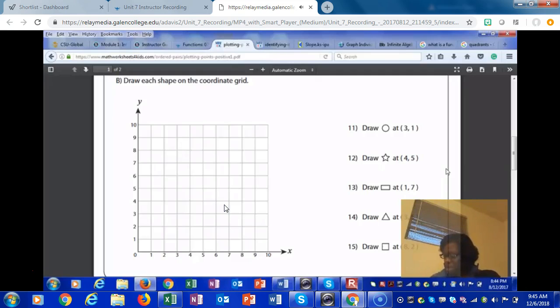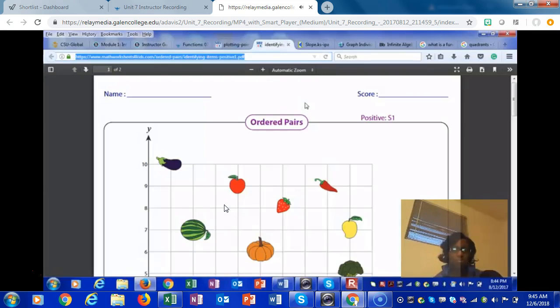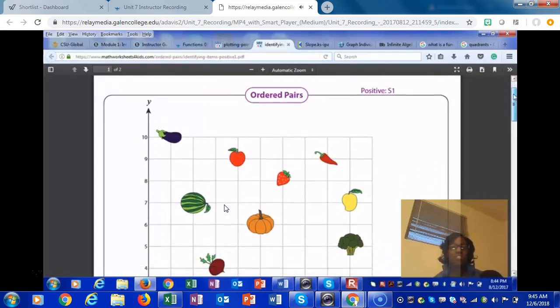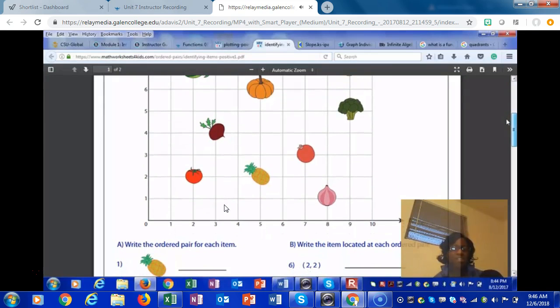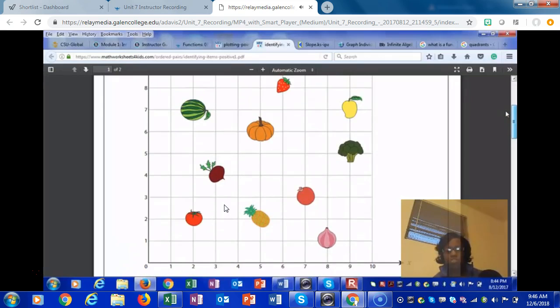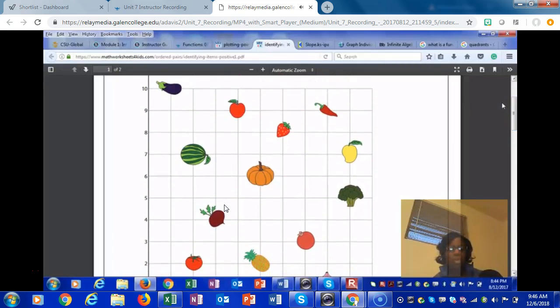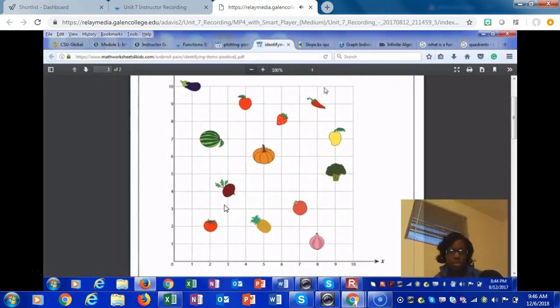Okay? Now, let's talk about the next item of business. Talking about ordered pairs as it relates to vegetables. Okay? It says write the ordered pair for each item. So how about we do this? Let's see if I can decrease it. There we go. Let's make it just a little bit smaller. Okay? Let's go through and decide what coordinate pair is here, and feel free to go ahead with me if you like.